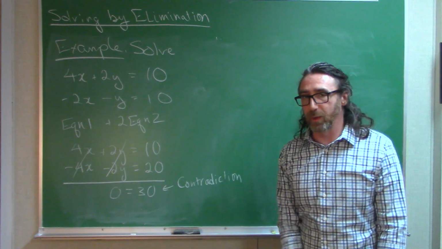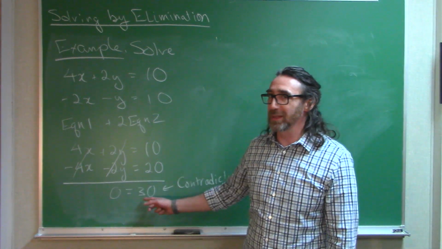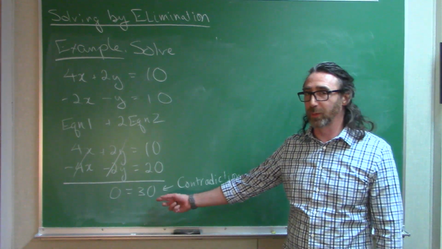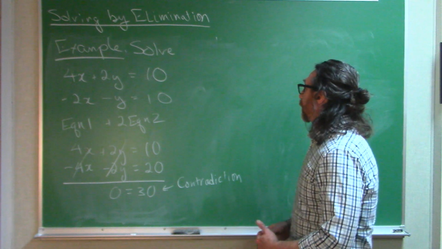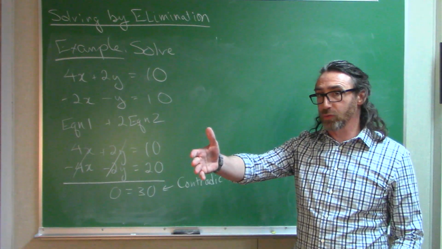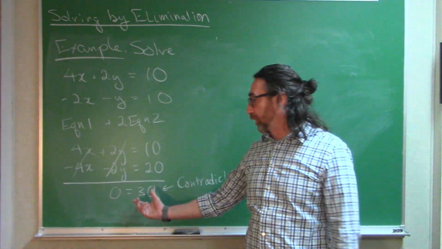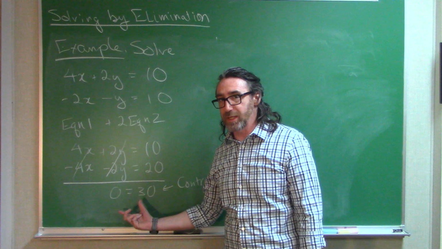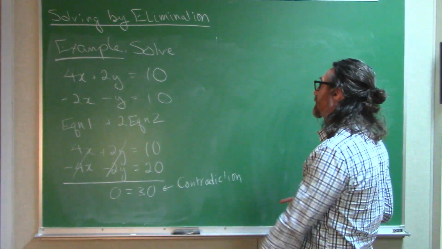This is what we call a contradiction. This statement is not true. 0 is not the same as 30, but this equation is saying it is, so that's a problem. So whenever we do the algebra and we get a situation where the variables all cancel out and you're left with a false statement, then you have an inconsistent system.